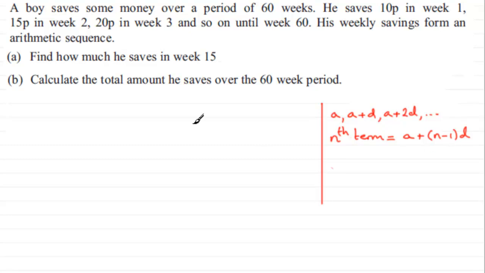We can use this to do the first question, because in part A the pocket money in week 1 is 10p, second week 15p, third week we're told is 20p, and so on. So you can see that we've got a first term, our A value, of 10, and a common difference, D, of 5p. It's going up in steps of 5p. So we can use this formula to work out the amount saved in the 15th week, the 15th term in this sequence.